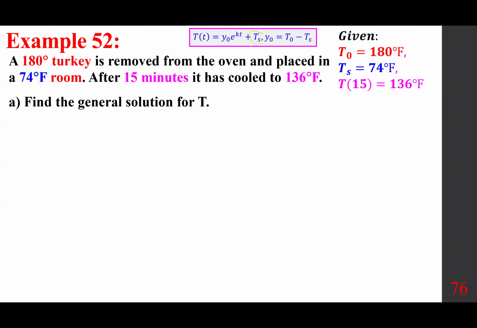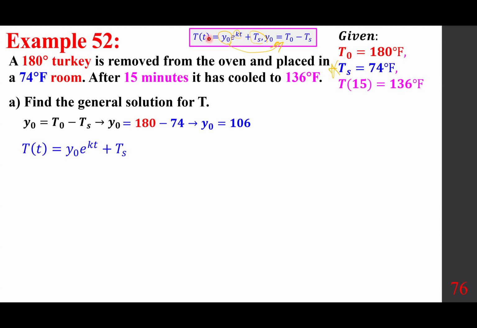We need to find T sub s. Well, it's given. We need to find k. We're going to do that. We're going to need y sub 0, and to find y sub 0, we are going to use this formula, because we have proved already y sub 0 is T sub 0 minus T sub s. T sub 0 is 180 and T sub s is 74, and therefore the difference is 106. So for this formula, we have everything except k.